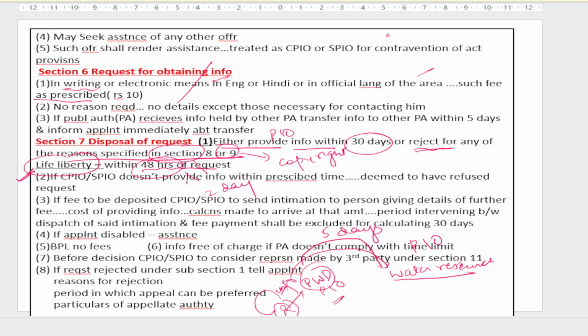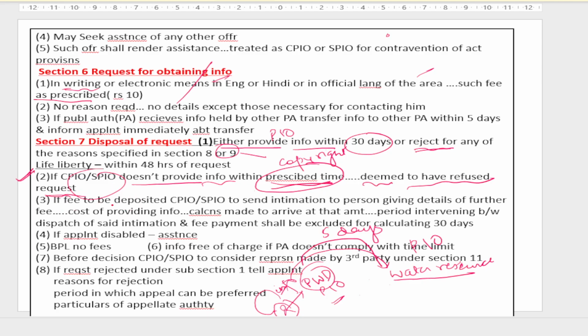Then if the central or state PIO doesn't provide information within the prescribed time, then the PIO shall be deemed to have refused the request. It means the PIO has refused the request. This will be deemed if he or she does not provide information within the prescribed period.